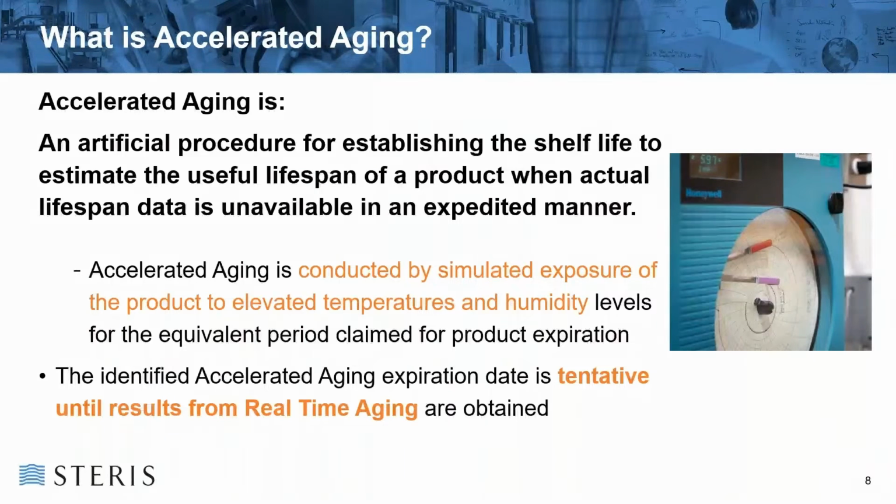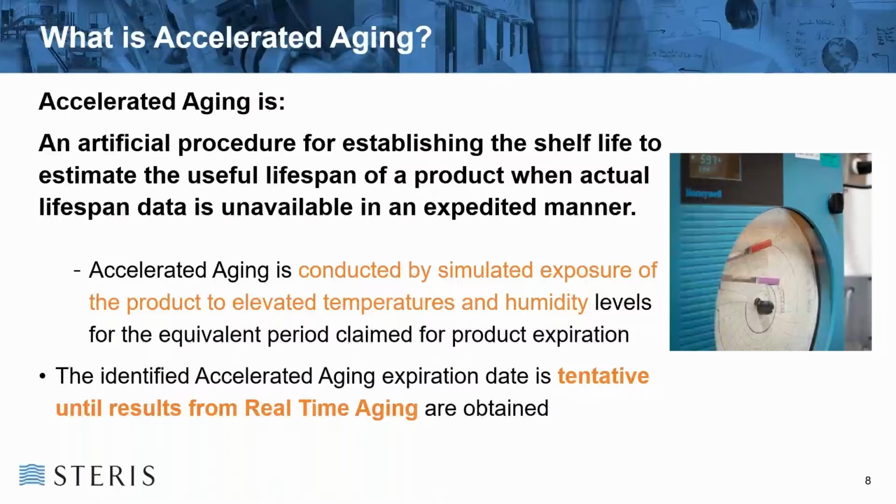If you look at accelerated aging itself, it's basically an artificial procedure for establishing the shelf life. It's a guesstimate of the useful lifespan of a product when the real-time data is not available. It's carried out by simulated exposure of the product to elevated temperatures and humidities. Again, looking at the ASTM F1980 standard, the maximum temperature you can recommend is up to 60 degrees, unless you have further data on the actual product and the materials within the product and packaging to show that it's not going to degrade over time.